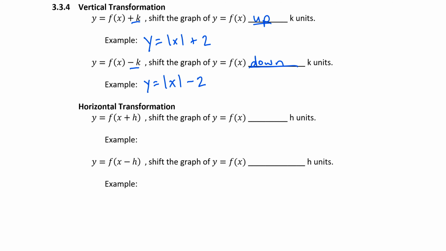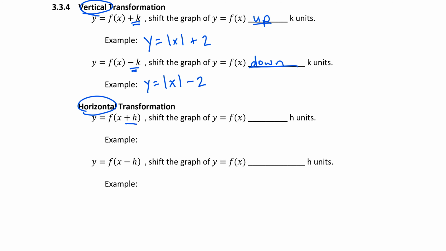Now, those are vertical transformations. Horizontal transformations are a little bit more of a brain teaser because it doesn't always follow your intuition. Notice in the vertical transformation, the plus k or the minus k was outside the function. It was not part of the absolute value. It was just hanging out by itself. However, if the constant is inside those absolute value bars or under a square or under a radical, then it's going to be a horizontal transformation.